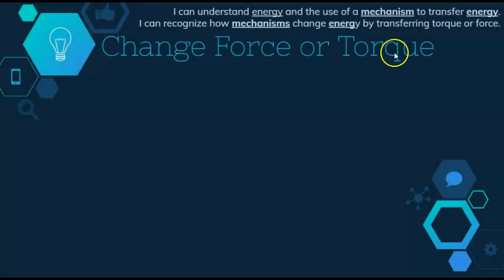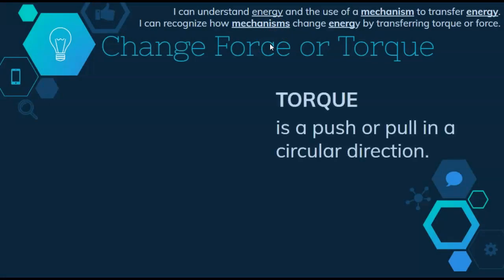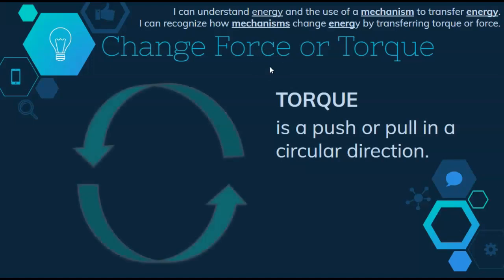Not all mechanisms are going to create force. Many mechanisms will create torque. Torque is what happens when we push or pull in a circular direction. I like how this set of arrows represents that circular movement. Torque is in a circular motion.